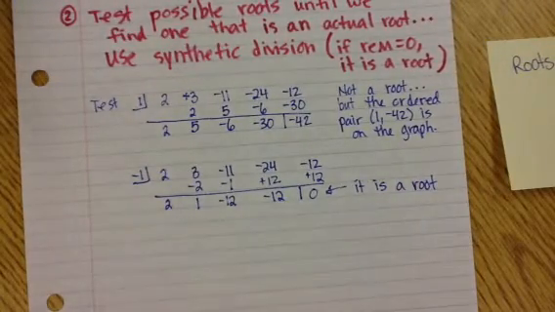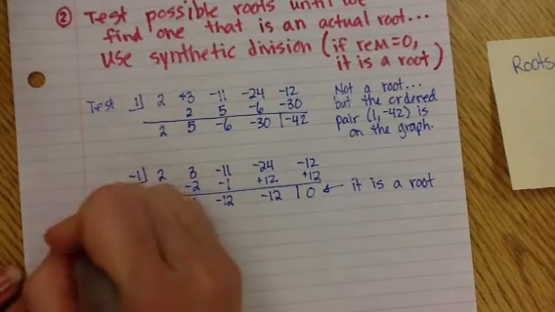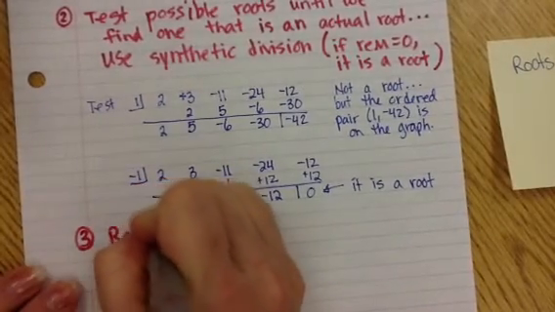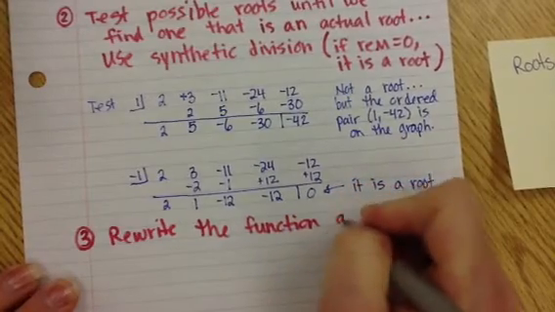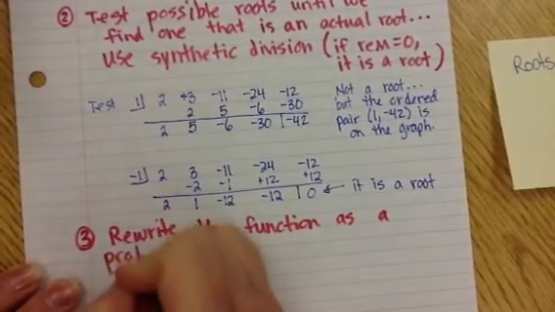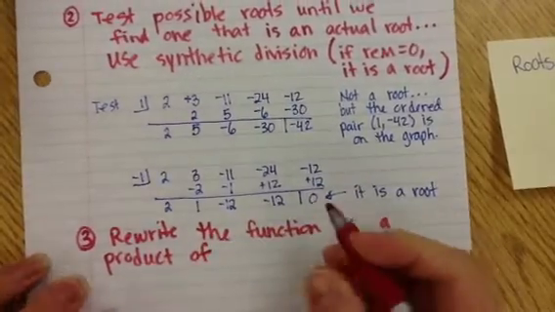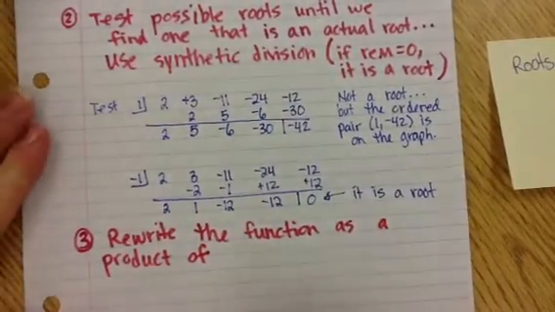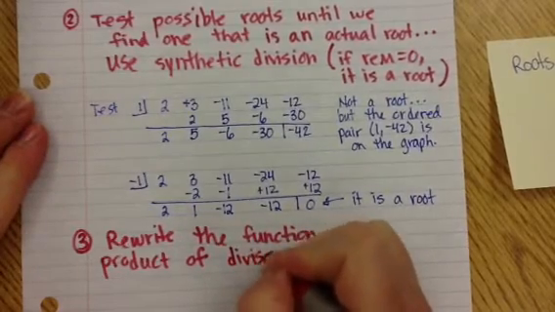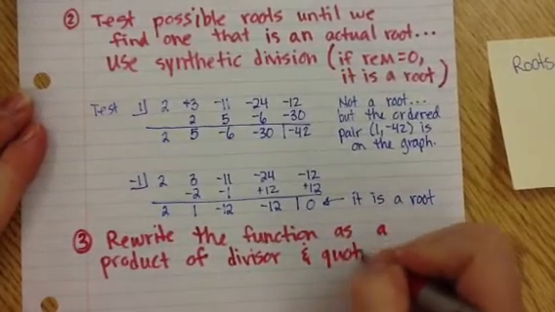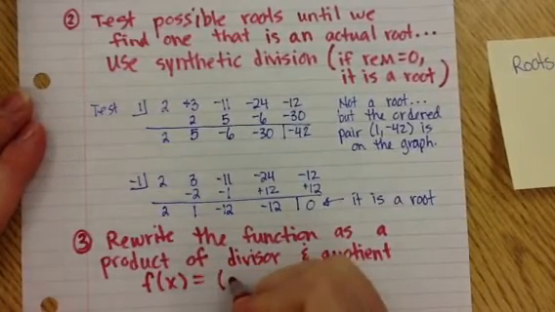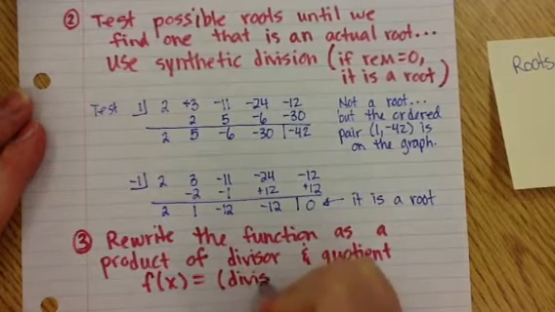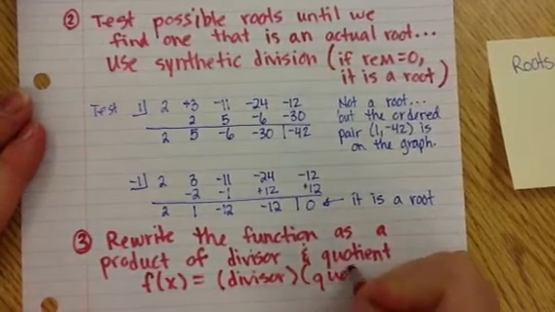Once we have found a root, what we're going to do is we are going to rewrite the function as a product of the divisor times the quotient. So we will write f(x) equals the divisor times the quotient.